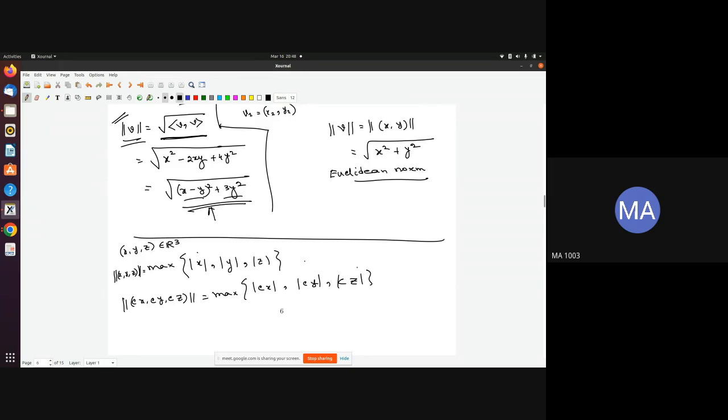Any doubt till this point? Is there a name for such types of norms? No, there is no name, but this is one type of norm which is not coming from any inner product. That you can say.